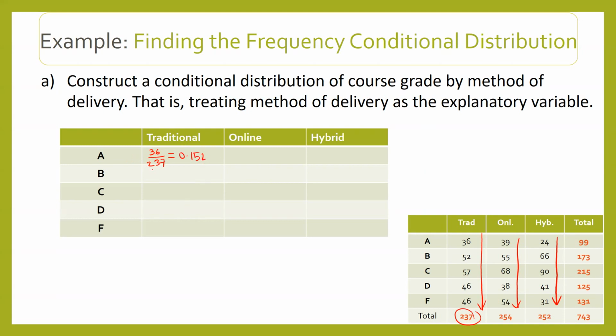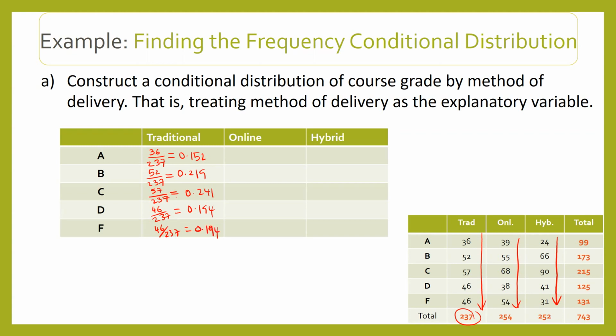If I go down the line, this will be 52 over 237. That will be approximately 0.219. For C, that will be 57 over 237. That will be 0.241. Then 46 over 237 equals 0.194.